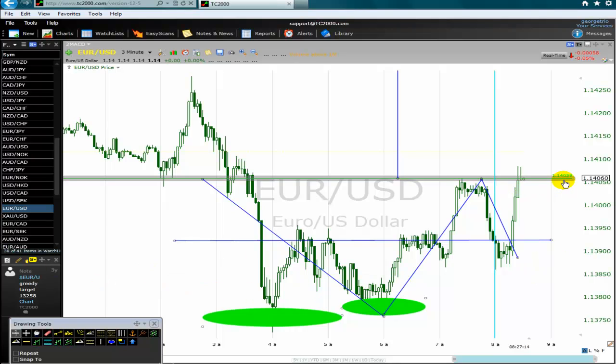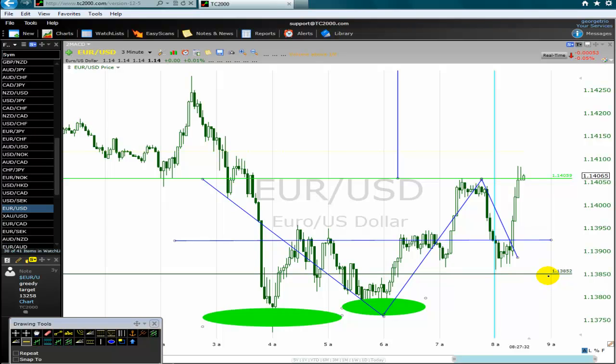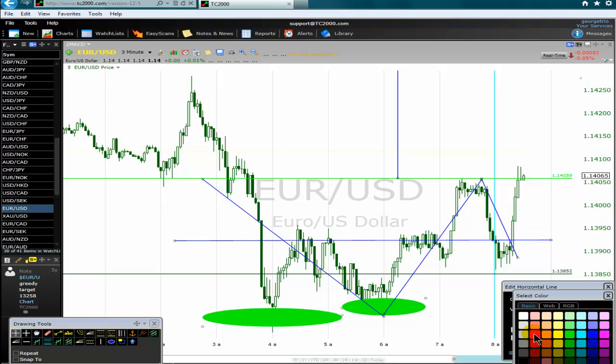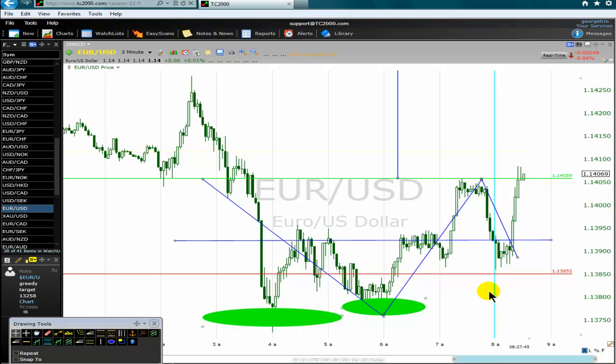So, enter at 1.1405. Let's see. I will use 20 pips for this trade, a 20 pip stop loss, setting my stop loss at 1.1385. Here it is, that's my stop loss, 1.1385. I'll color it red. So I've done what I need to do. I set my stop loss, 20 pips, and my target at 1.1433, not a bad place. And I'm expecting the euro to go up more.